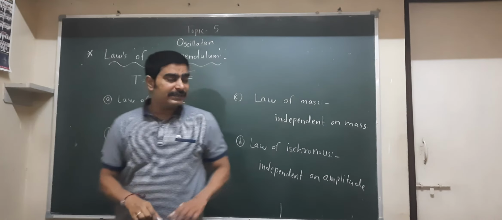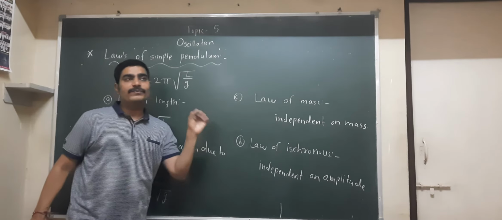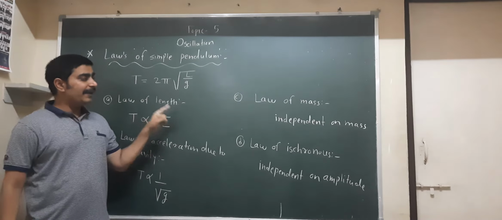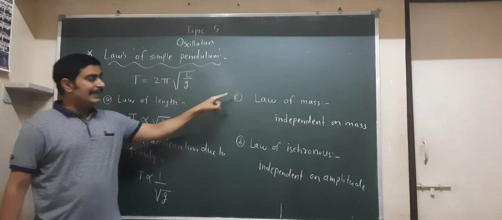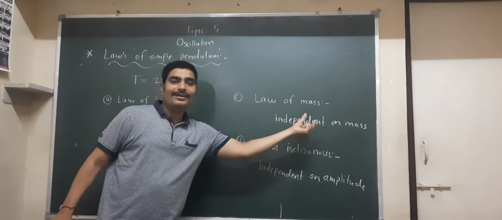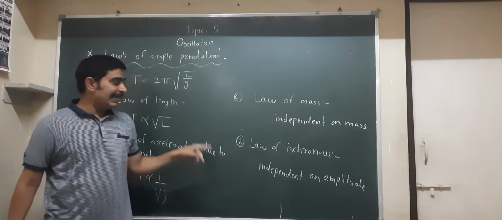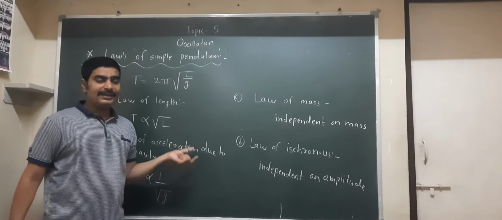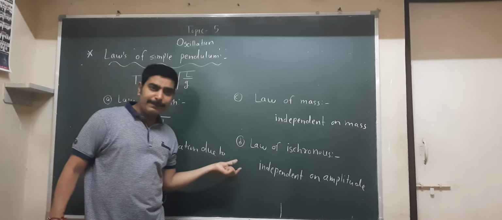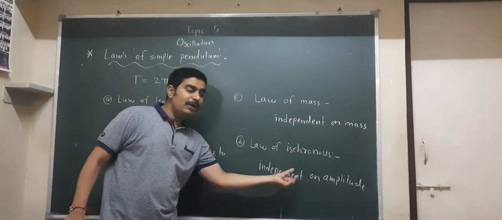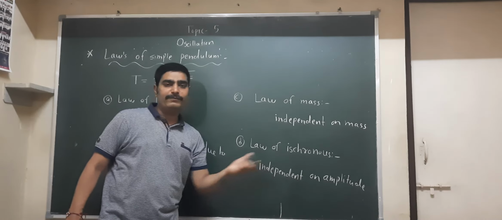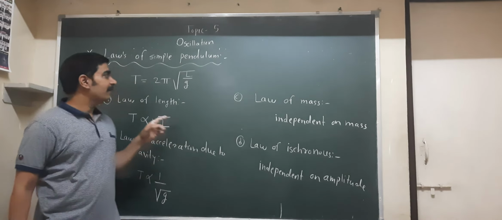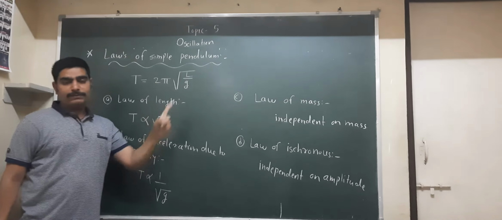Third is known as the law of mass. Here we have to write the period of simple pendulum is independent of the mass of the simple pendulum. Next is the law of isochronous. It states that the period of simple pendulum is independent of the amplitude of the simple pendulum. So this is the part regarding the laws of simple pendulum.